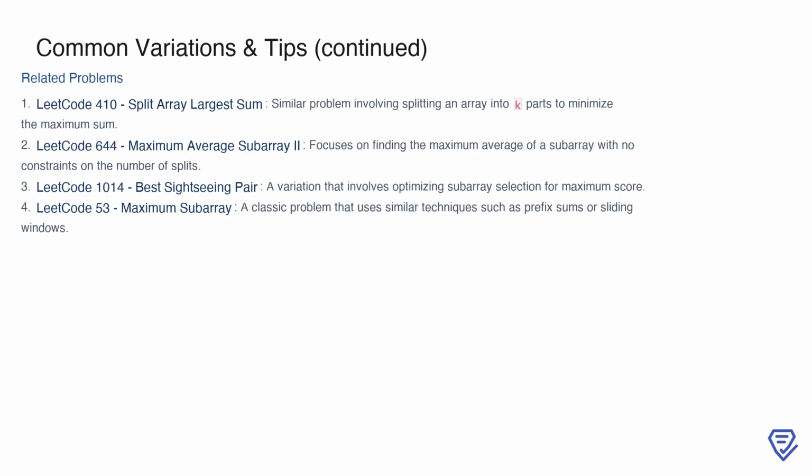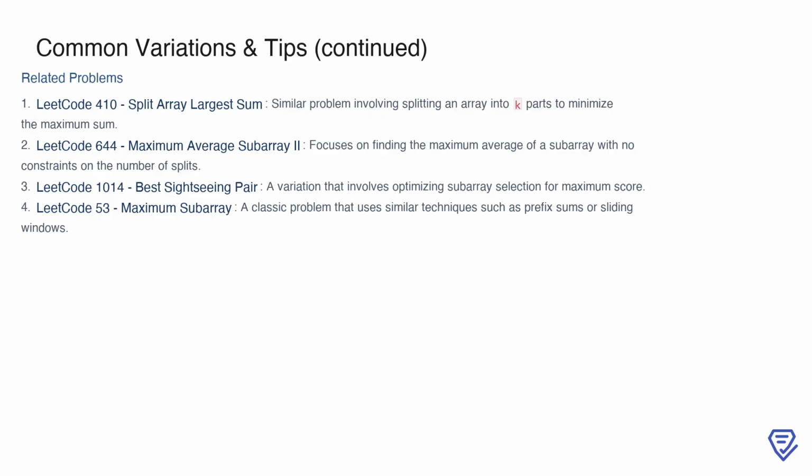This problem shares similarities with several others, making it worthwhile to explore related scenarios. For example, LeetCode problem 410, Split Array Largest Sum, also involves dividing an array into k parts but focuses on minimizing the maximum sum. Another related problem is LeetCode 644, Maximum Average Subarray II, which shifts the focus to finding the maximum average of a subarray without constraints on the number of splits.